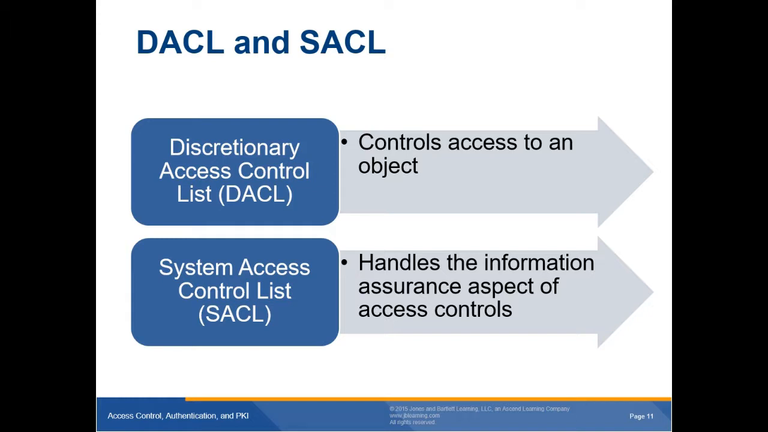System access control handles the information assurance aspect of the control. Although the user can modify the SACL, this is generally not done. The SACL is a system-generated list based on auditing rules. It contains the ACEs to handle what access is needed and access attempts.